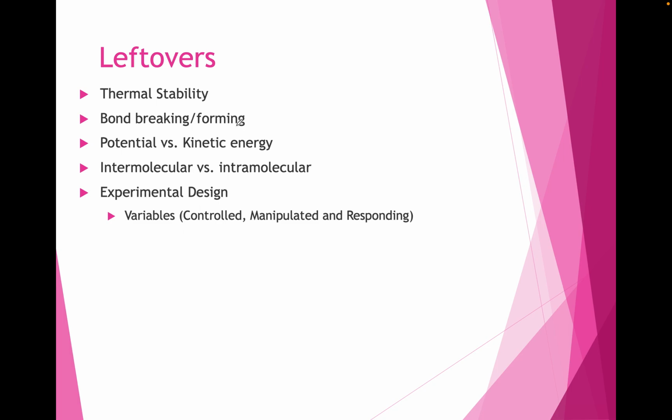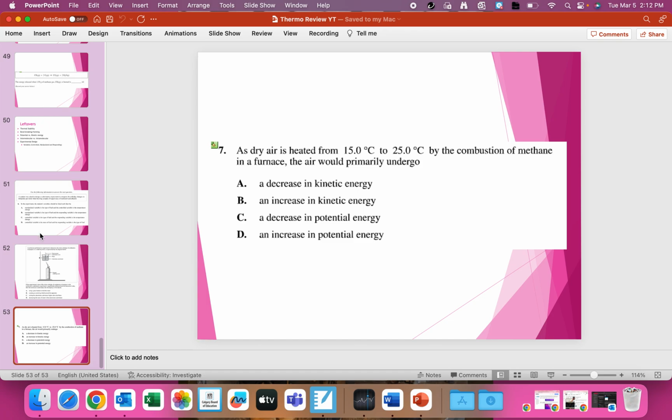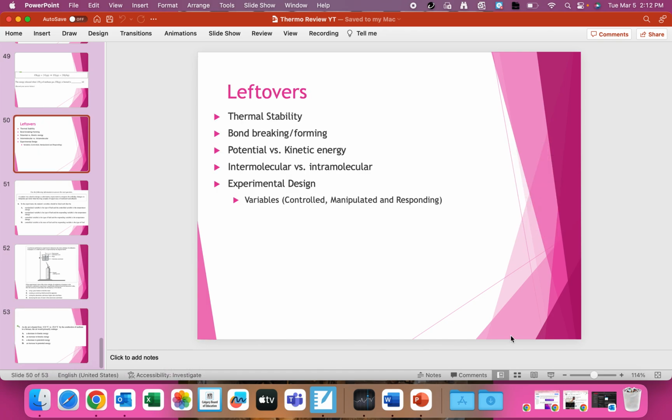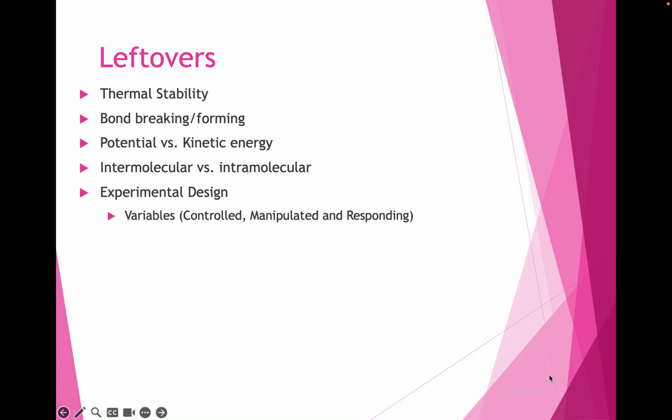Bond breaking and bond forming. Knowing it takes energy to break a bond, that would be endothermic. So breaking bonds is endothermic. Forming bonds is exothermic. So when bonds form, energy is released. Now it's the net energy between those two that allows you to decide if your reaction is either endothermic or exothermic. We did talk about potential energy and kinetic energy briefly.